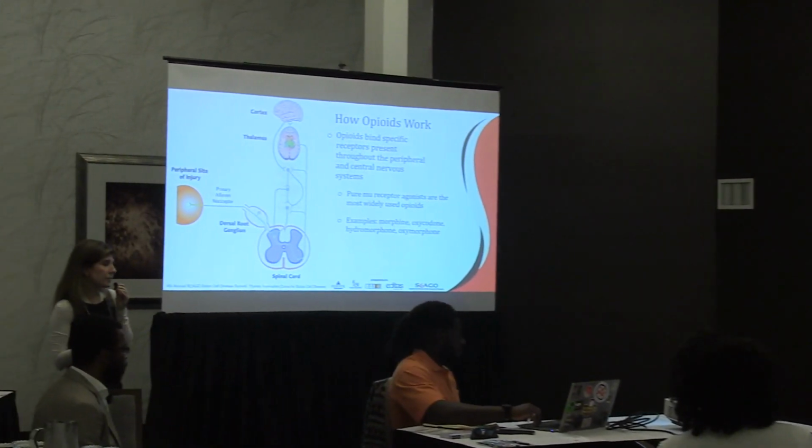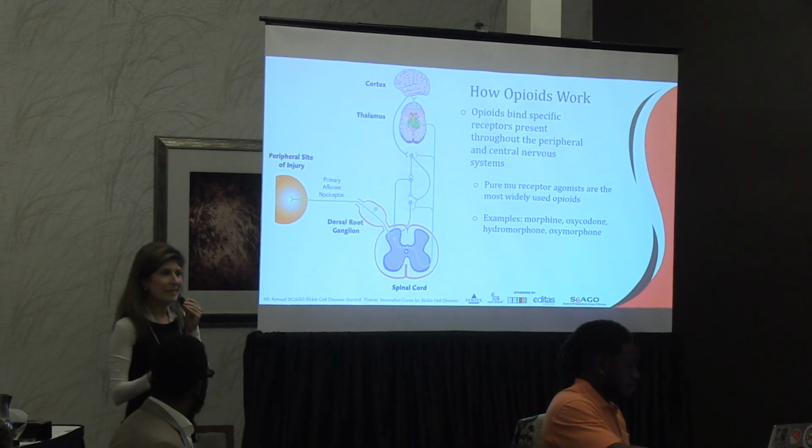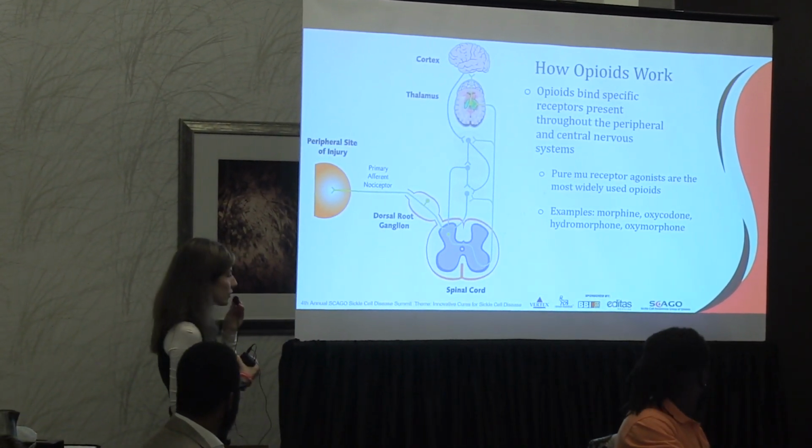One of the most common examples of mu receptor agonists that we would know of would be things like morphine and hydromorphone or Dilaudid and oxycodone.